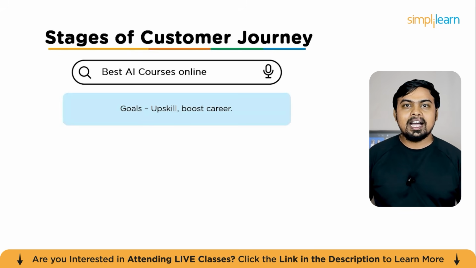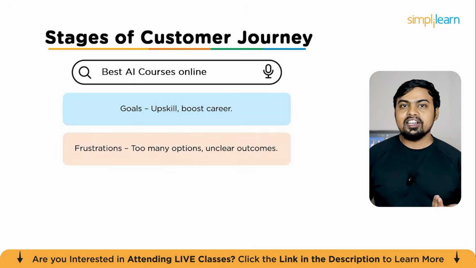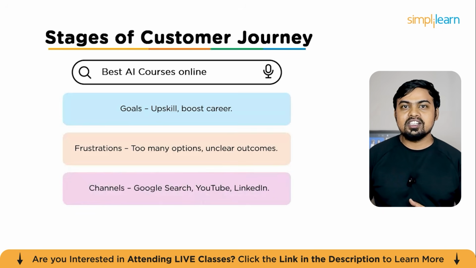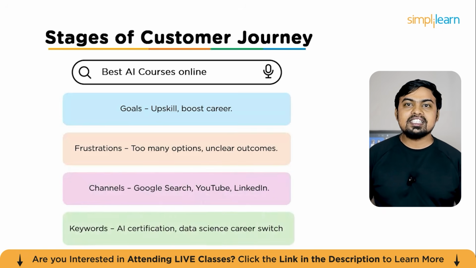Now, the goals: upskill, boost career. Frustrations: too many options, unclear outcomes. Channels like Google search, YouTube, LinkedIn, and keywords like AI certification, data science career switch, etc., and many more. Your aim here isn't to sell, it's to be visible, educate, and earn trust so Rohan remembers your brand when he moves to the next stage, which is consideration.